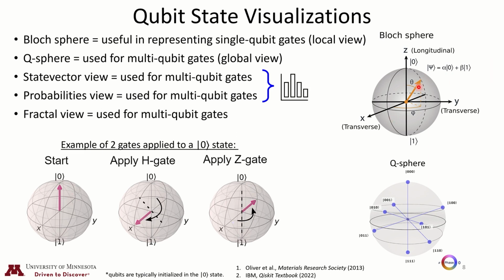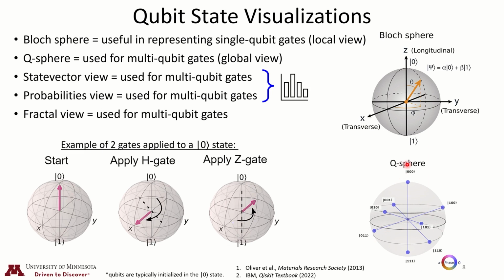But regardless, this Bloch sphere representation is just a way of representing a single qubit, one qubit. If you want to represent multiple qubits, you need to use other methods. So here's one method. It's called a Q-sphere. The Q-sphere is also a sphere, of course. It's got a surface, and you can pick any point on the surface of this sphere and extract information from it.